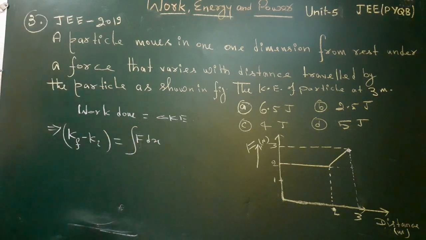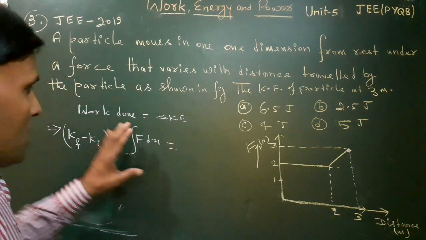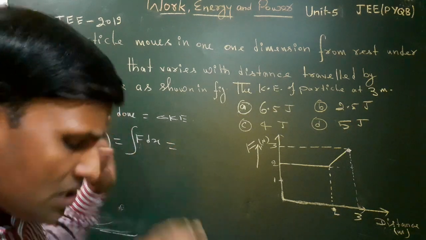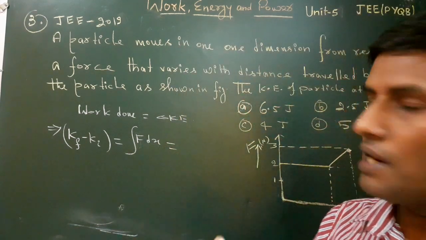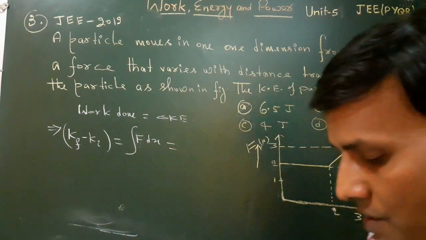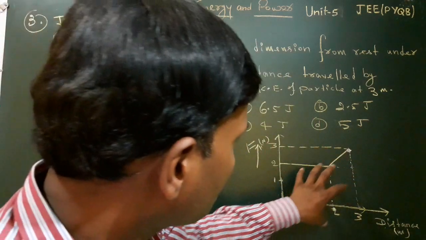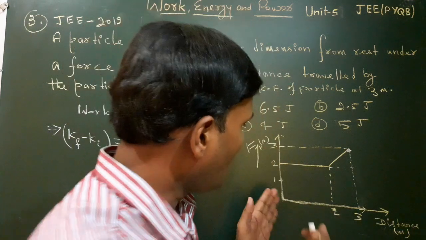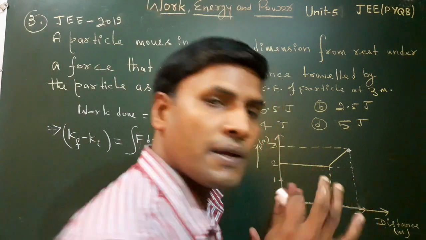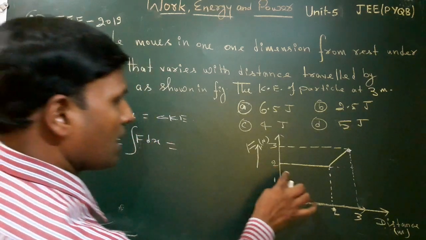A variable force is there, so this integration gives the area of the force versus distance graph. So here you can find the area of this total graph, and it will give the work done during 0 to 3 meter. See how I calculate the area here.